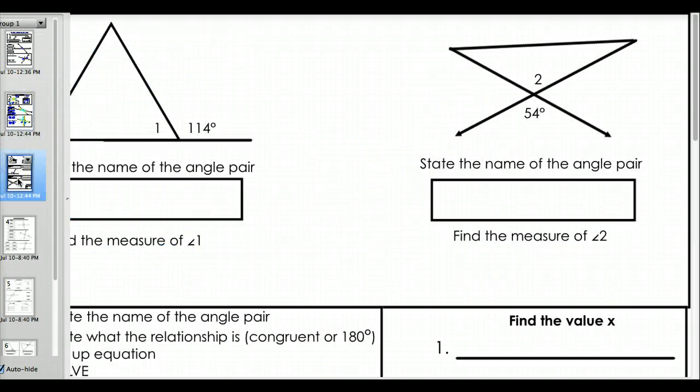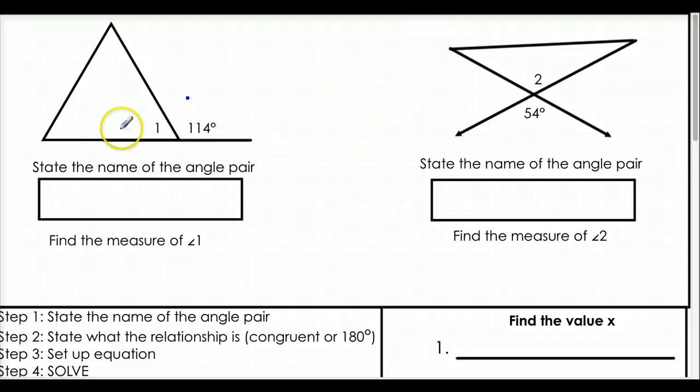Finally, let's do a little problem solving with all this new information. First, we're going to state the name of this angle pair that we see right here. Well, if you look at this, we get a triangle and all this stuff, but all we're going to look at is really the angles. We have this angle right here, angle 1, and this angle that measures 114. And if you look at them together, what are they forming right there? They form a straight line right at the base here.